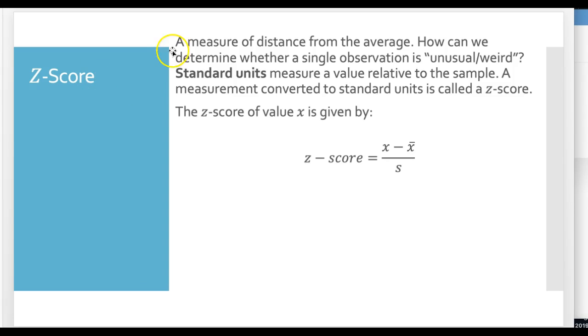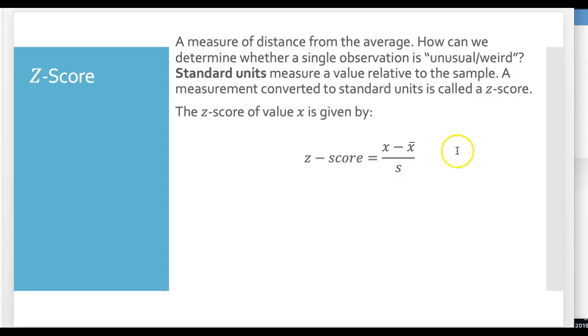But what it does, it's a measure of distance from the average. So it says, how can we determine whether a single observation is unusual or weird? Standard units measure a value relative to the sample. A measurement converted to standard units is called a z-score. And the formula of this, the z-score of a value of x, is given by this quantity here.